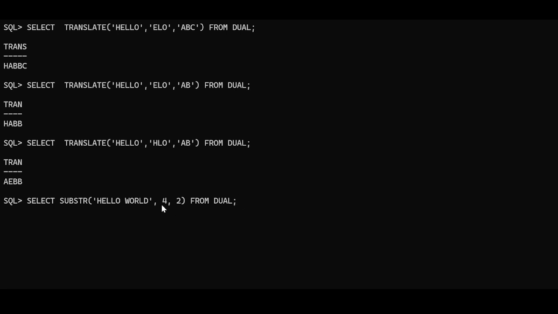Okay, the second argument says starting character position, and the third argument says what? Length of the character. Now if you see the output, fourth position is, start placing the counters on each and every character. So the H is 1, E is 2, L is 3, and the next L character is 4, right? From here you take the character till 2 positions, L.